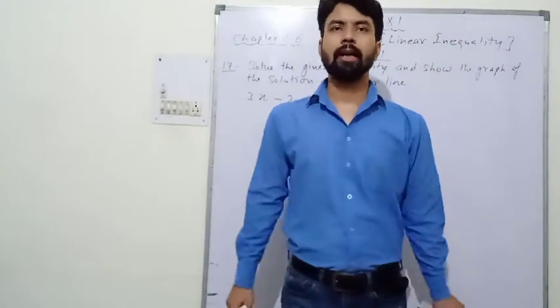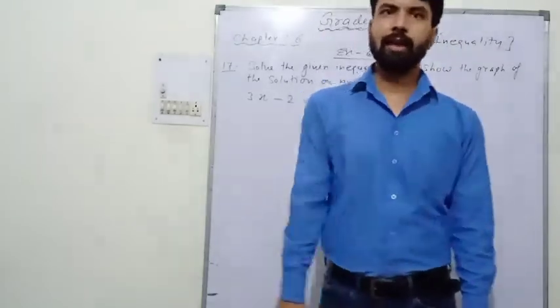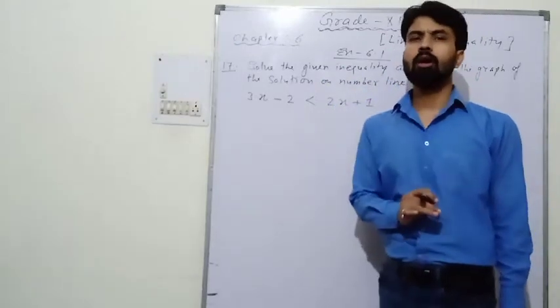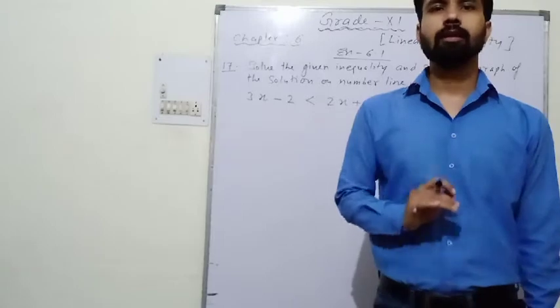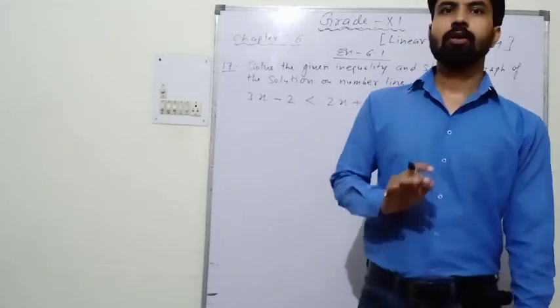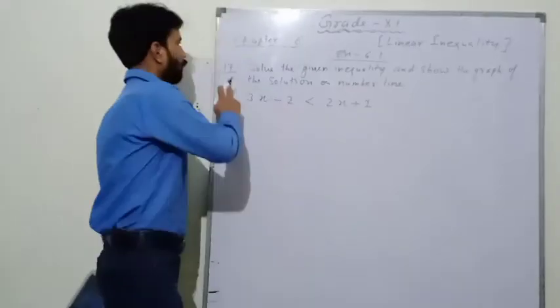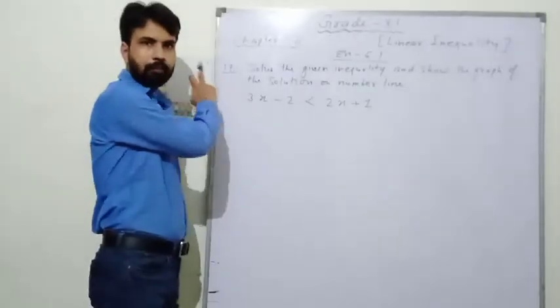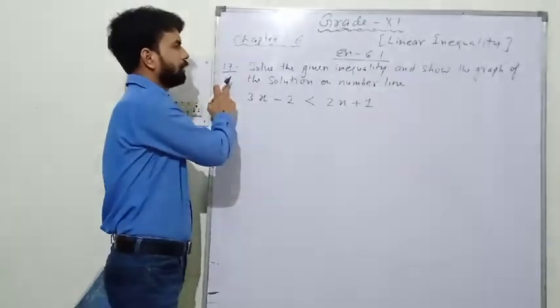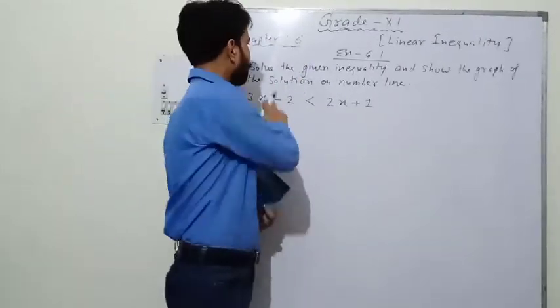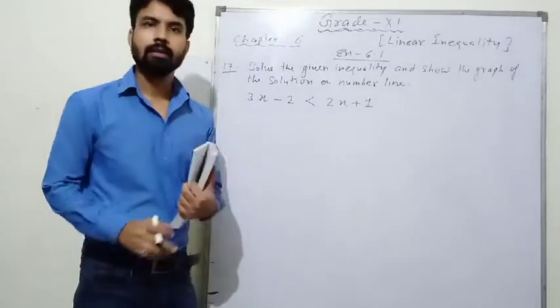Now I am going to start today's class. Today I will explain the remaining questions of exercise 6.1. Clear? So I am going to start from question number 17. 17th question is here. Solve the given inequality and show the graph of the solution on number line.